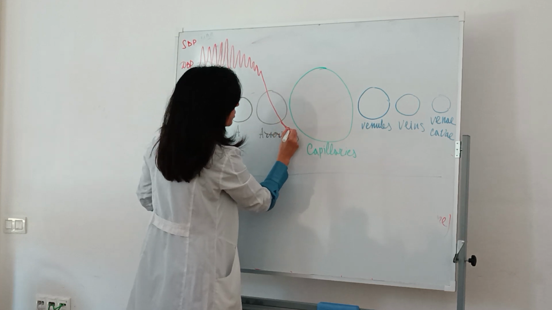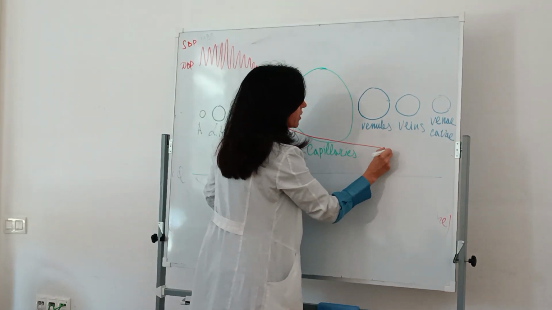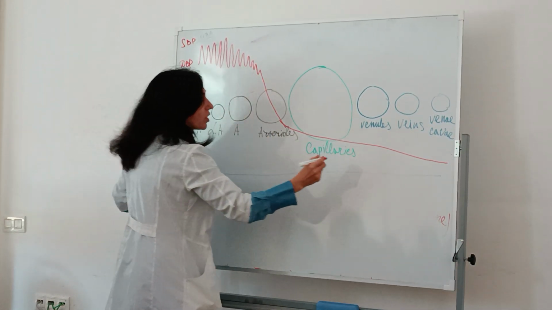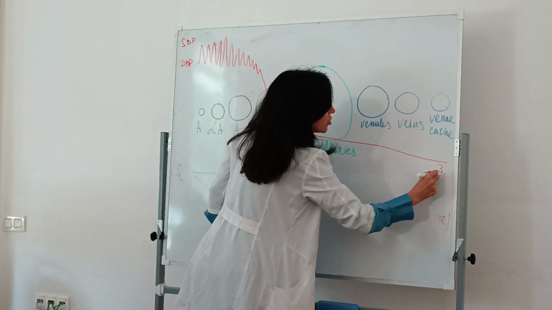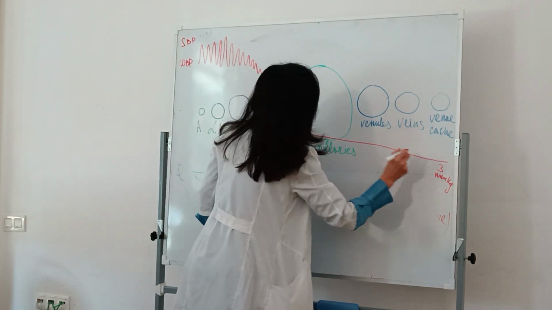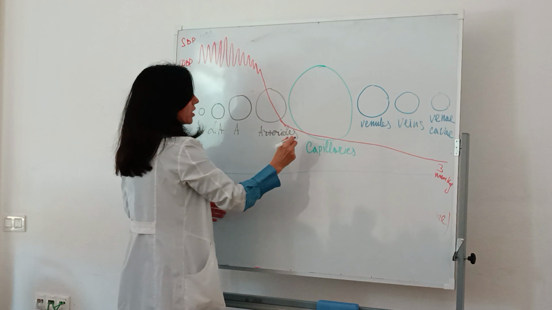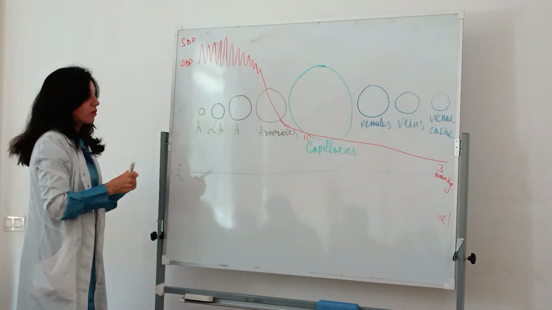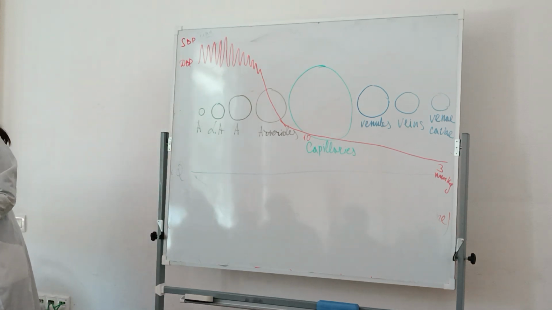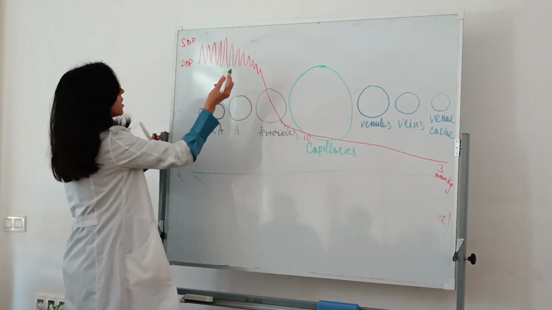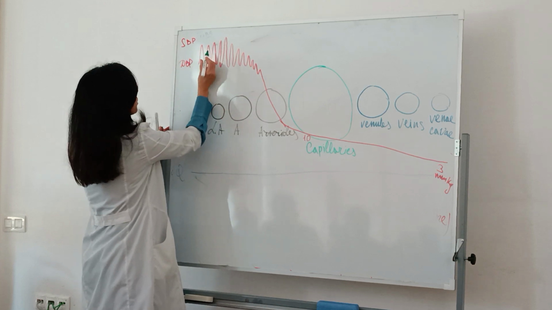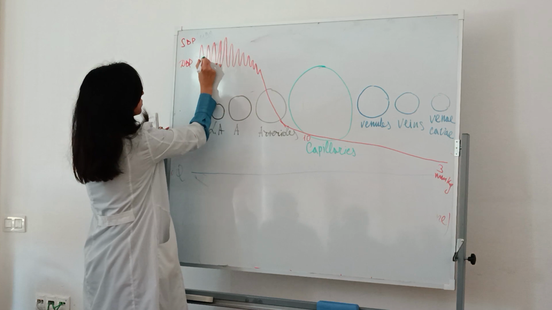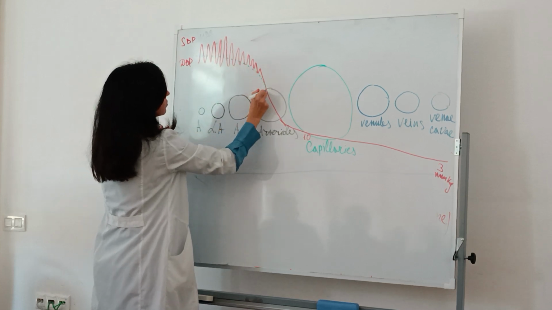And blood pressure then falls to about 3 millimeters, and in capillaries about 10 millimeters. Here we can use mean blood pressure. Mean blood pressure will be like this.